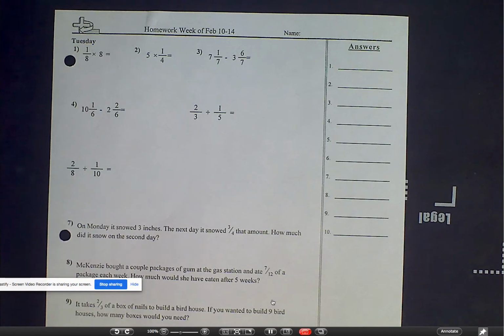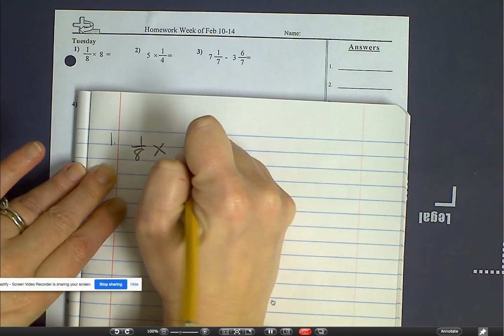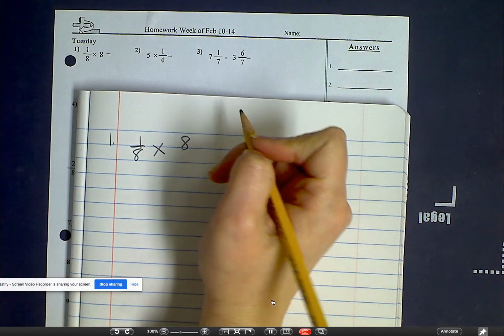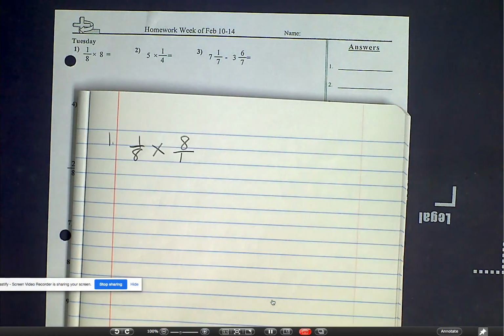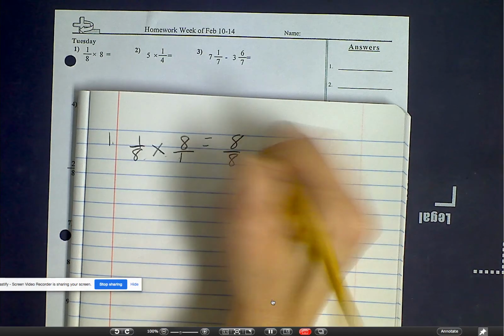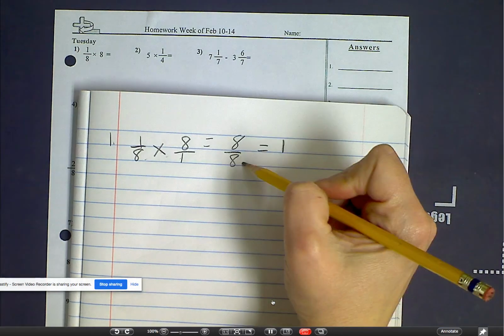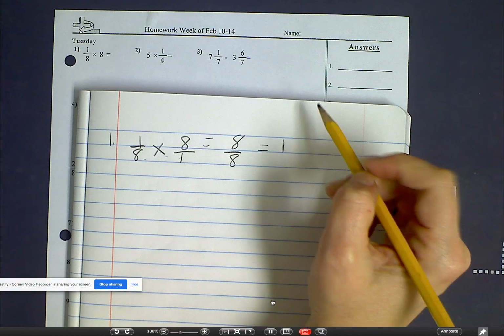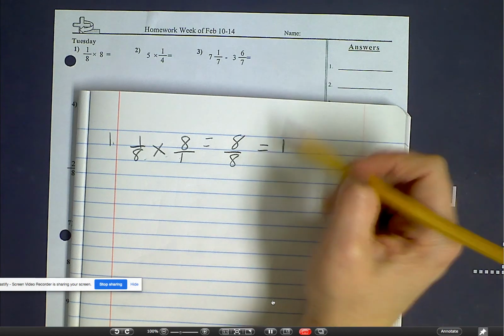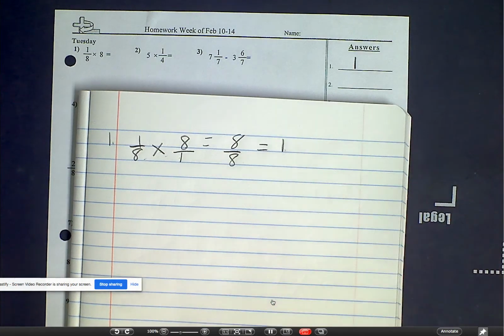Where's my notebook? Where's my handy dandy notebook? Here we go. Number one, we have, let me go to a clean page here. So for number one, we have 1/8 times 8. Okay, and remember, this is 8 over 1. So I have 1 times 8 is 8, and 8 times 1 is 8. So 8 over 8 actually equals 1. If you have 8 over 8 on your paper, that's not in simplest form. And remember, I always want your answers in simplest form. So the correct answer is 1. If you put 8, the answer is wrong.